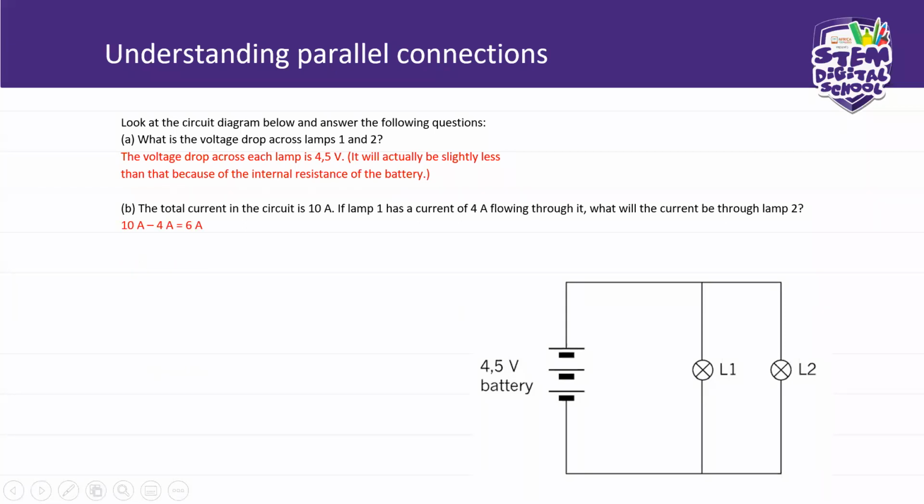It's 10 amps minus 4 amps is equal to 6 amps. So lamp 2 will be having a current of 6 amps.